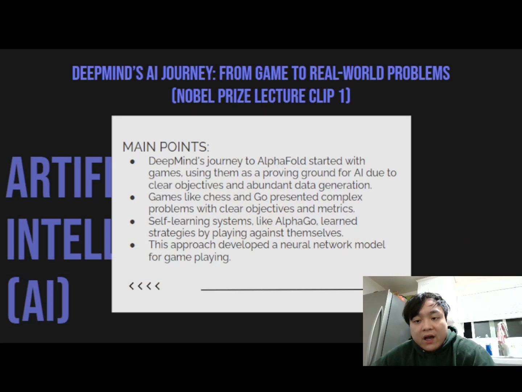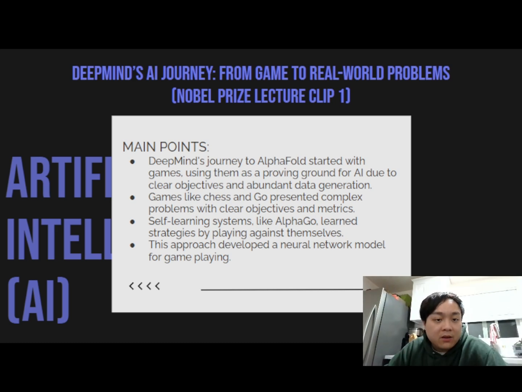So for clip 5, we have DeepMind's journey to AlphaFold, which started with games, using them as a proving ground for AI due to clear objectives and abundant data generation. DeepMind's initial work focused on games. This allowed them to create complex problems where the objective was clear, like winning the game, and also generated lots of data by using systems that played against themselves. They were able to learn new strategies and develop the AI models required to tackle real-world problems.